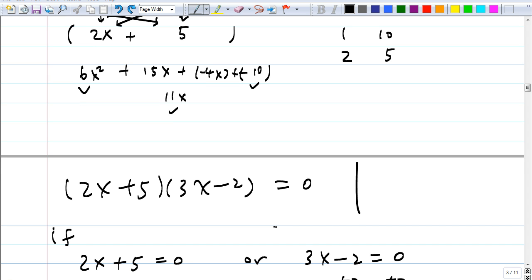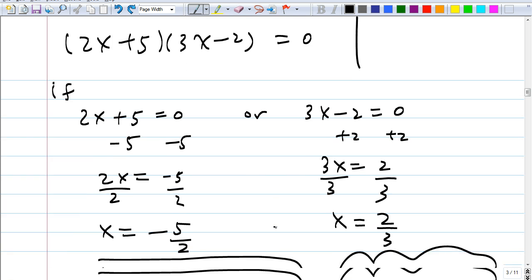So Chris, when will 2x plus 5 be 0? What do I do, Chris? So when will 2x plus 5 be 0? First you subtract 5 from both sides, then divide by 2, which you get is negative 2.5, or just leave it as an improper fraction, negative 5 over 2, isn't that right? What about the other one, Chris? You add 2 to both sides and then divide by 3, which is 2 over 3.